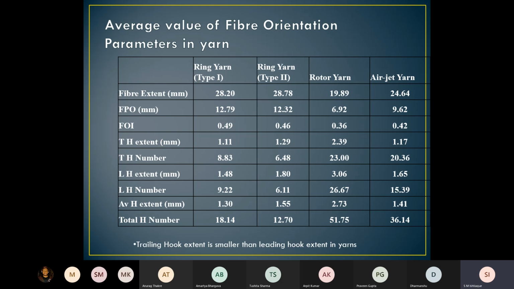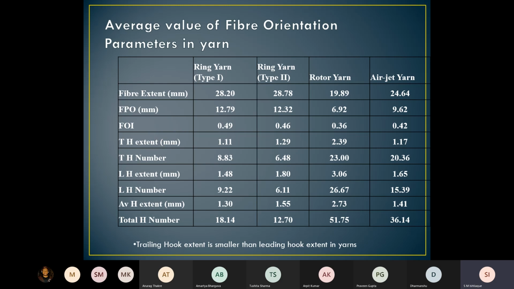Here I've used the same fiber, same count, same twist, everything is the same. But the yarn is made on two different technologies: ring, rotor, and air jet. Then we measured fiber extent. This FPO is the overlapping between two fibers, where we consider only two adjacent fibers. And FOI takes into consideration all fibers in the yarn.